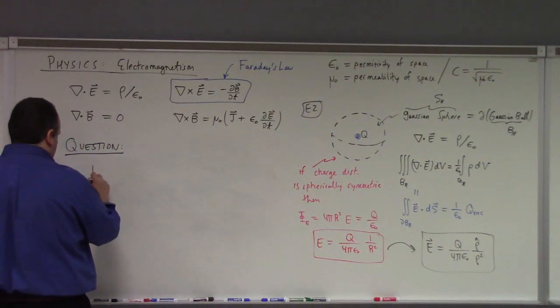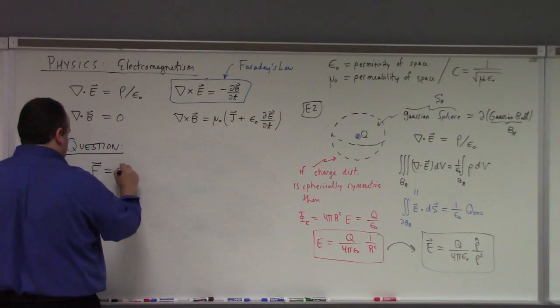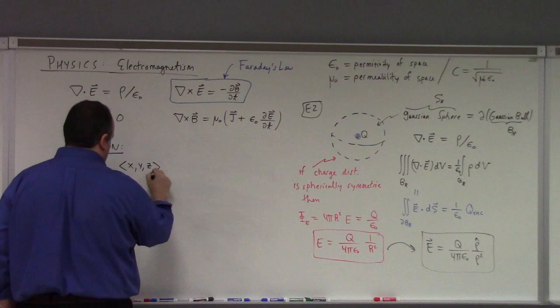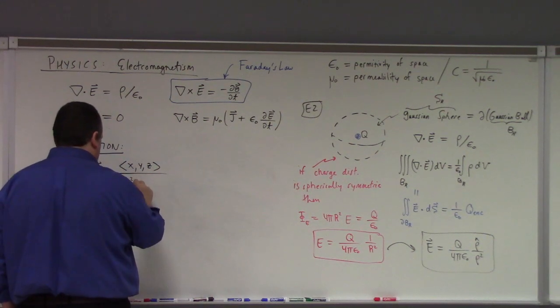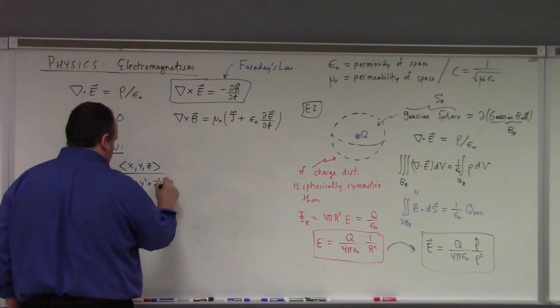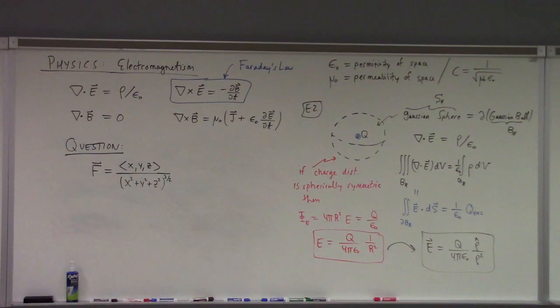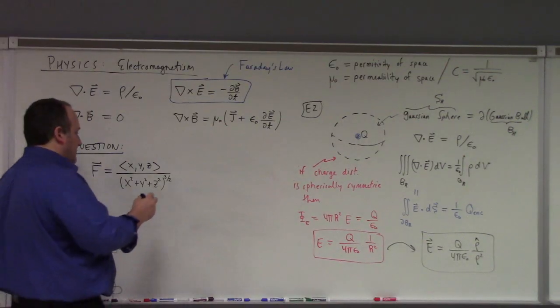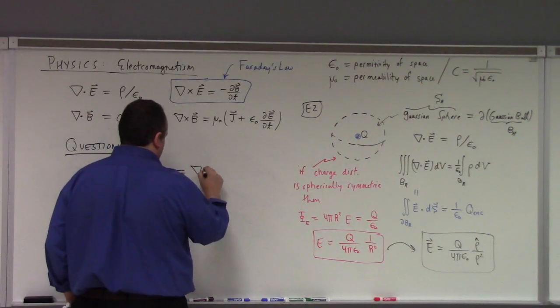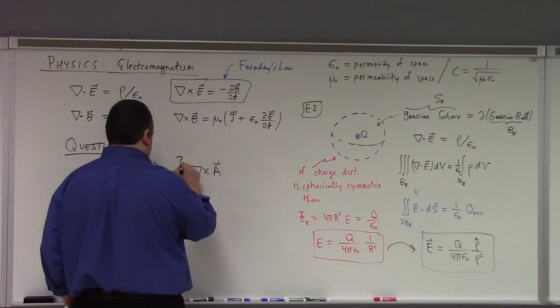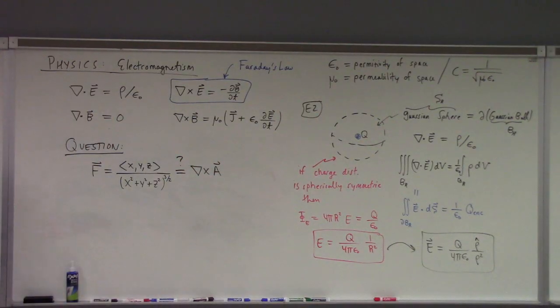If we think about the vector field F equal to x, y, z divided by x squared plus y squared plus z squared to the 3/2 power, also known as rho hat over rho squared, this is the inverse square force field. Can you find a vector potential for this?